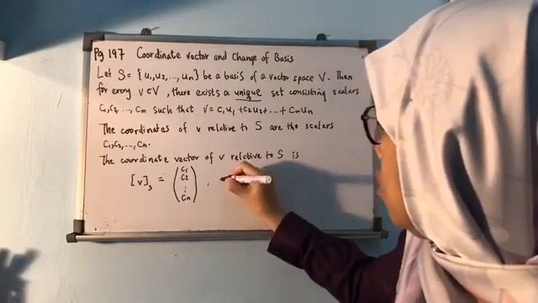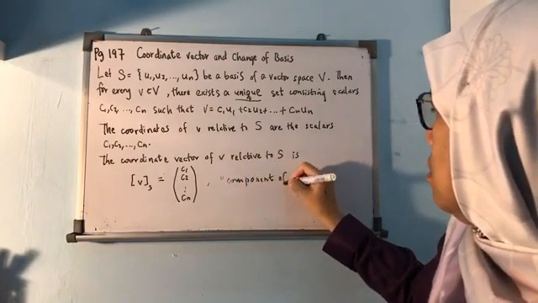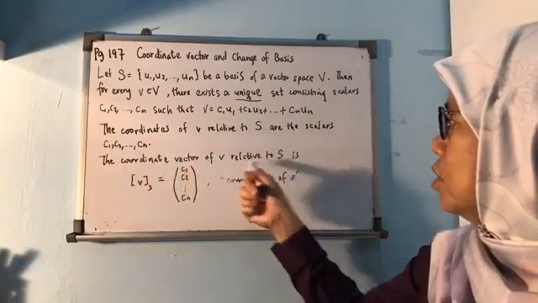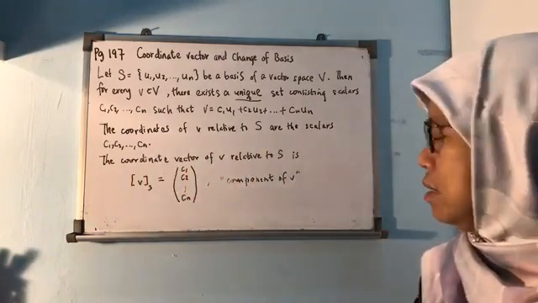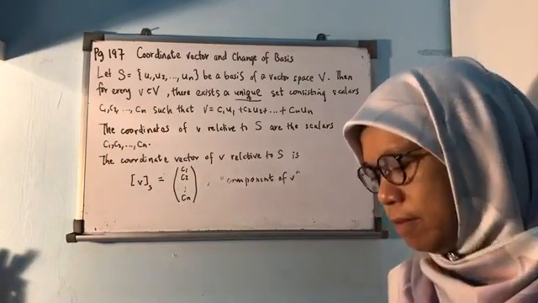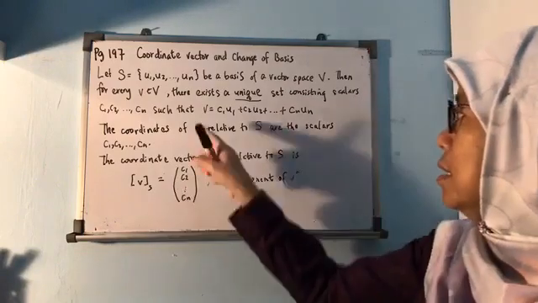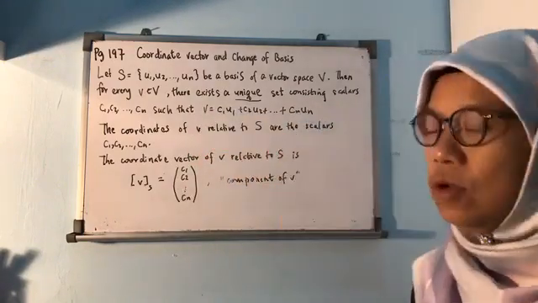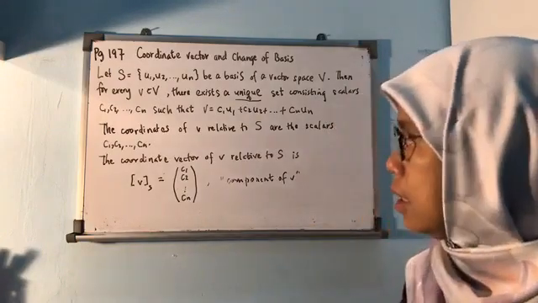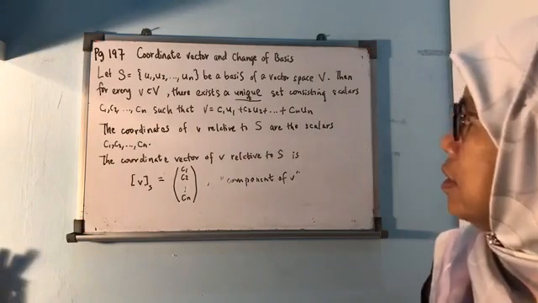Sometimes we also call this the component of v, but I normally don't use this. We normally use coordinate vector of v relative to S. So how to find the coordinate vector is by writing out and solving for c. So this is back to chapter 2. Now let me give an example.